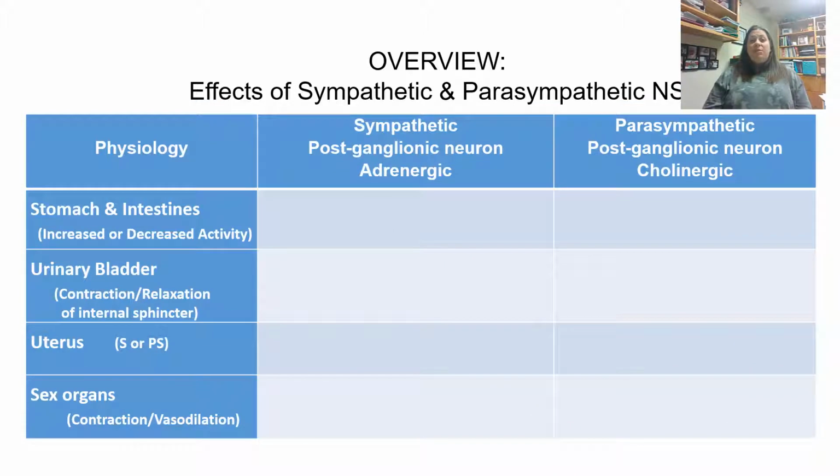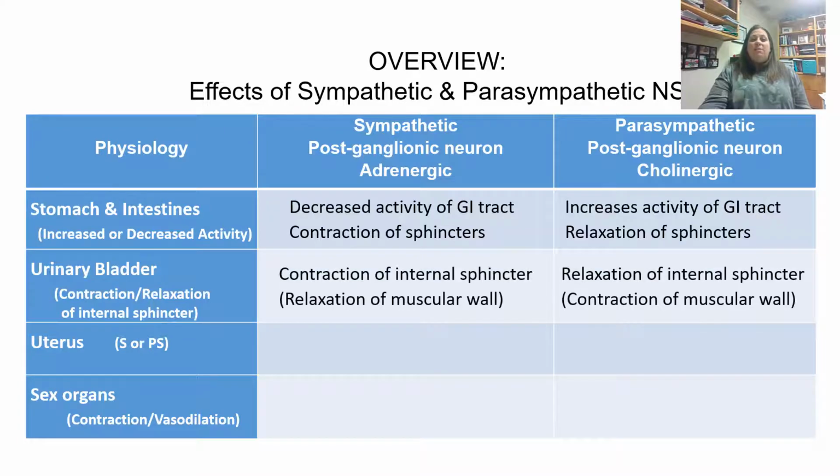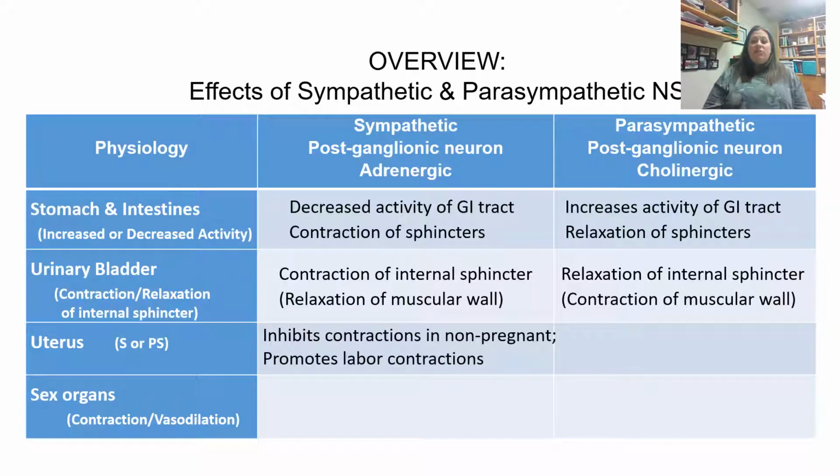Some other examples are going to be with the stomach and the intestines. The sympathetic is going to decrease the activity of the GI tract. It's going to cause a contraction of the sphincters, whereas the parasympathetic is going to increase the activity of the GI tract and relax the sphincters. In the bladder, we see that the sympathetic is going to cause contraction of the internal sphincter, but relaxation of the muscular walls. In the parasympathetic, it's going to cause relaxation of the internal sphincter and contraction of the muscular walls. With the uterus, the sympathetic is going to inhibit contractions in non-pregnant women. This promotes labor contractions, though, in pregnant women.